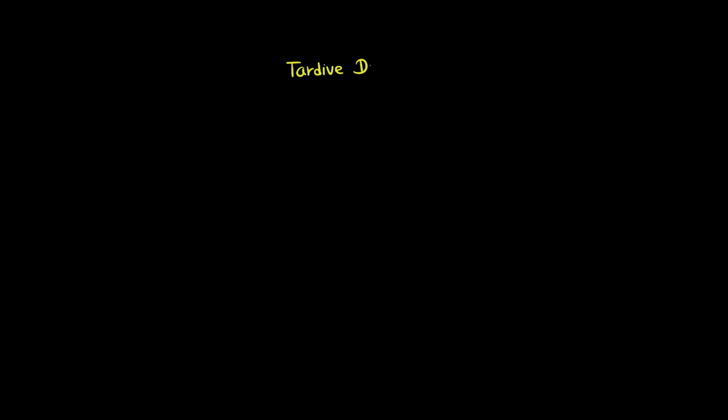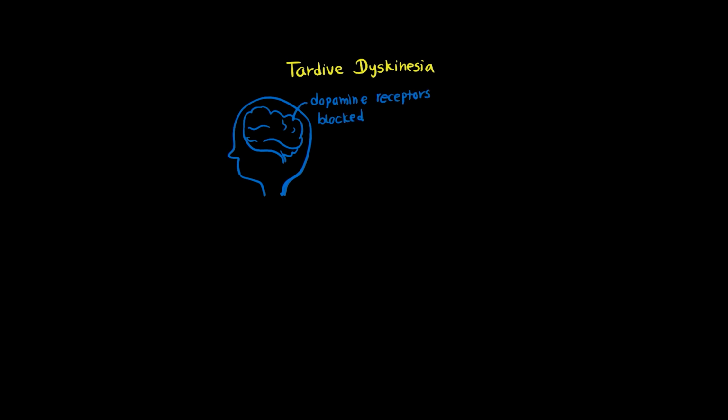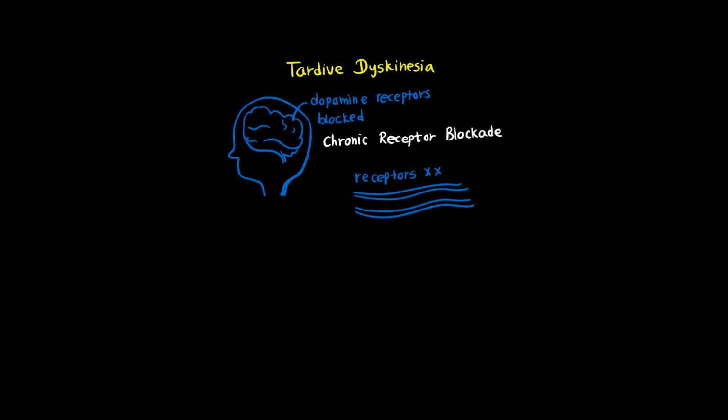Tardive dyskinesia represents a serious complication of antipsychotic therapy requiring recognition. First-generation antipsychotics block dopamine receptors in the brain's motor pathways. With chronic blockade, these receptors become hypersensitive, a process called upregulation. When dopamine eventually binds to these hypersensitive receptors, it triggers excessive motor activity.